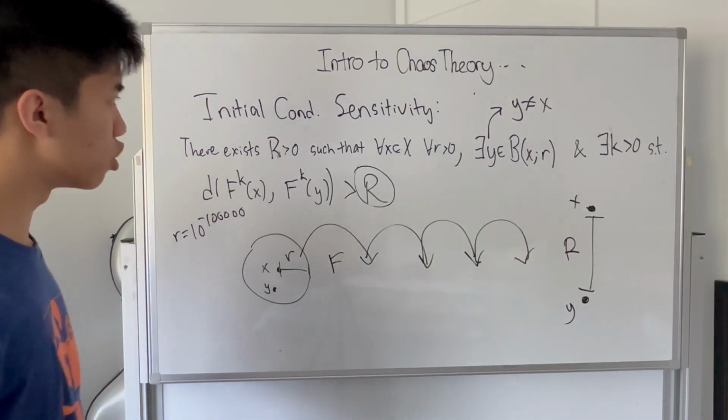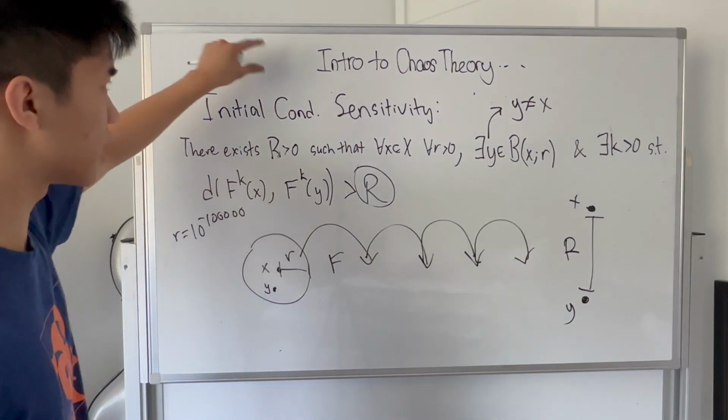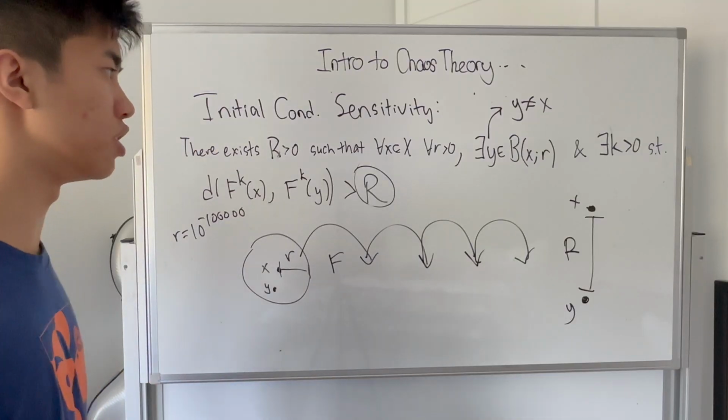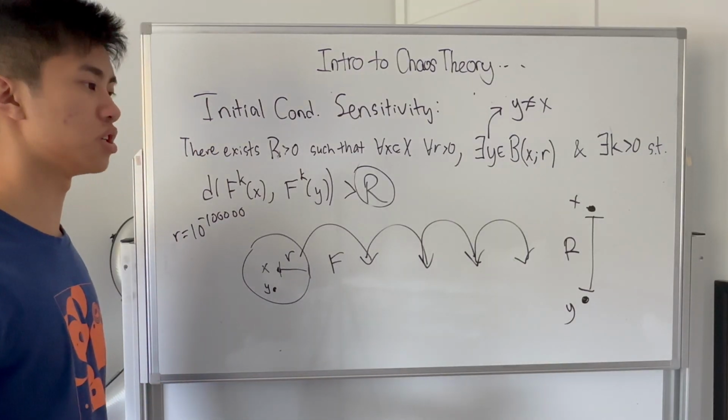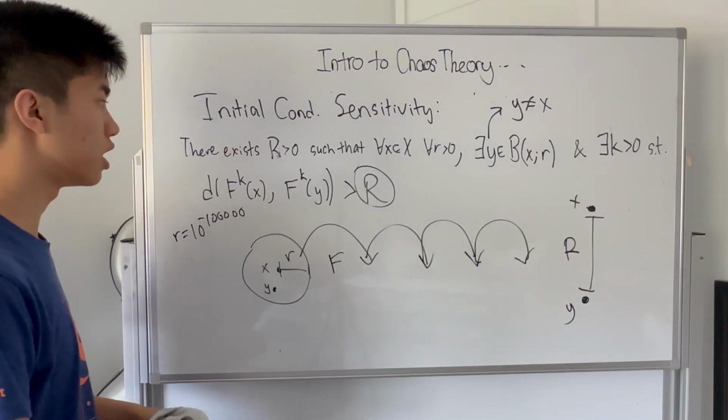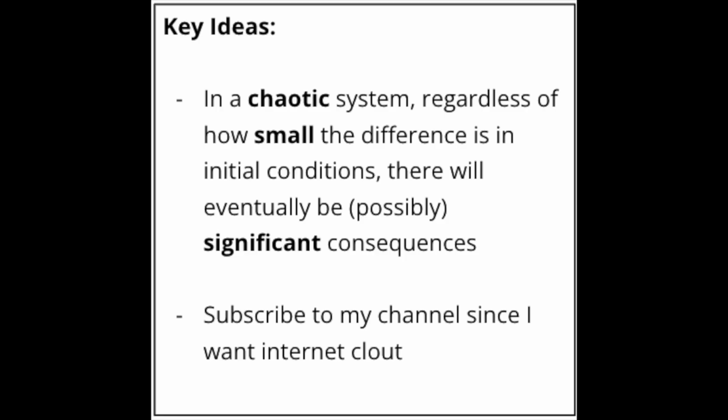Okay, so this is the essence of what chaos theory is about, initial condition sensitivity. It's not the only requirement for a system to be chaotic, but it is the most fundamental one.